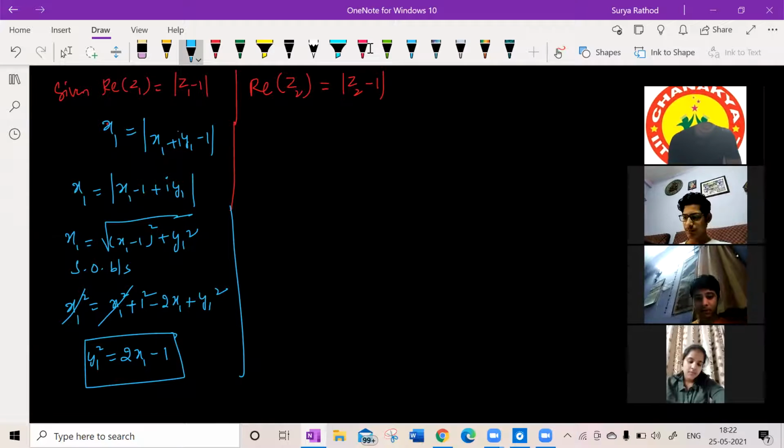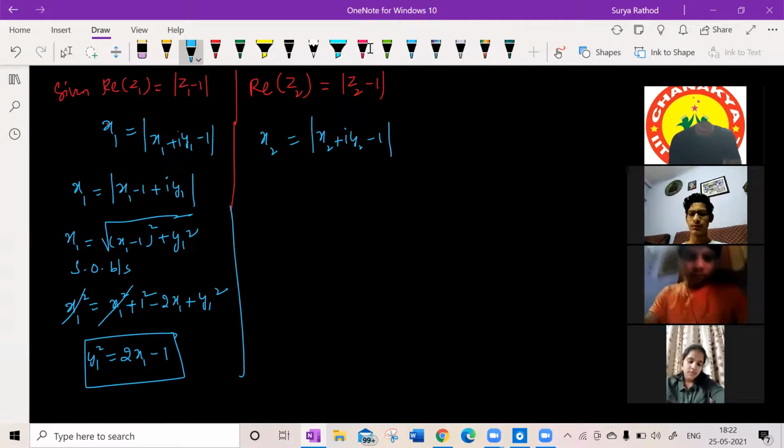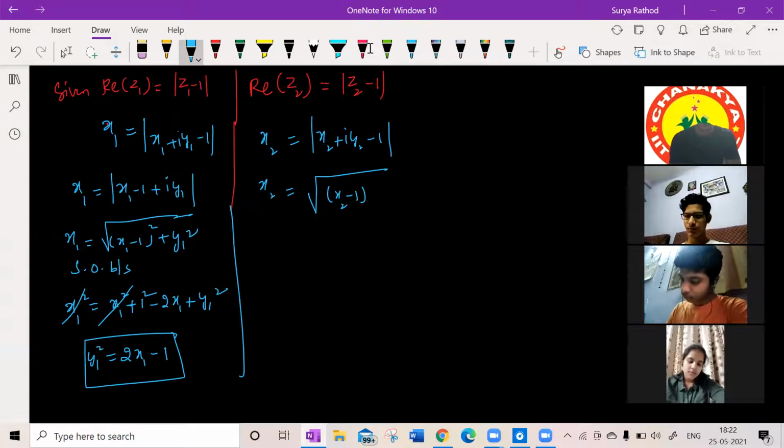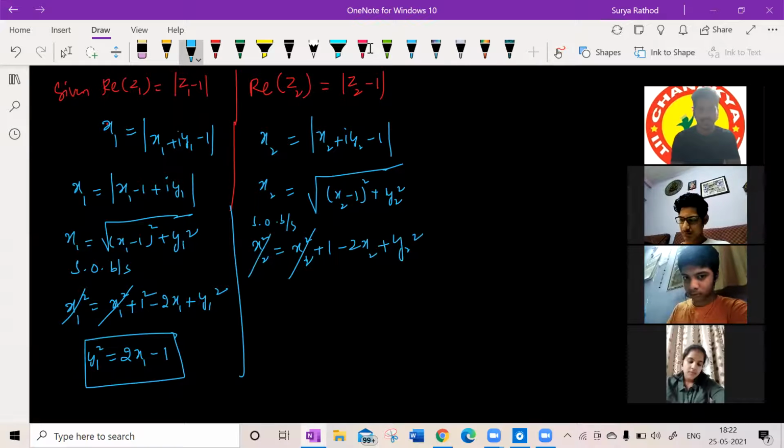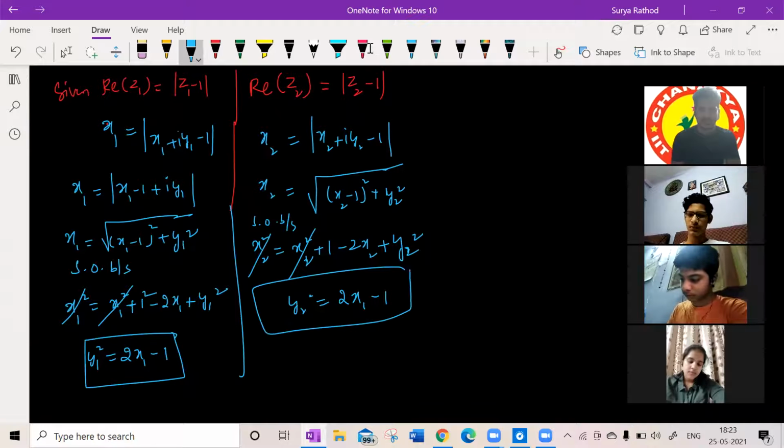Let us see. So real part of z2 is x2. So x2 is equal to modulus of x2 plus iy2 minus 1, which is square root of x2 minus 1 whole square plus y2 square. So squaring on both sides, x2 square is equal to x2 square plus 1 square minus 2 times x2 plus y2 square. So this will get cancelled. So y2 square is equal to 2 times x2 minus 1. This is what I got, isn't it? 2 times x2.